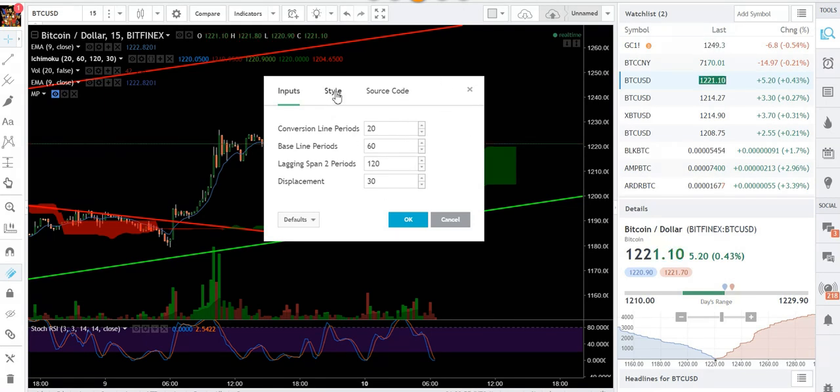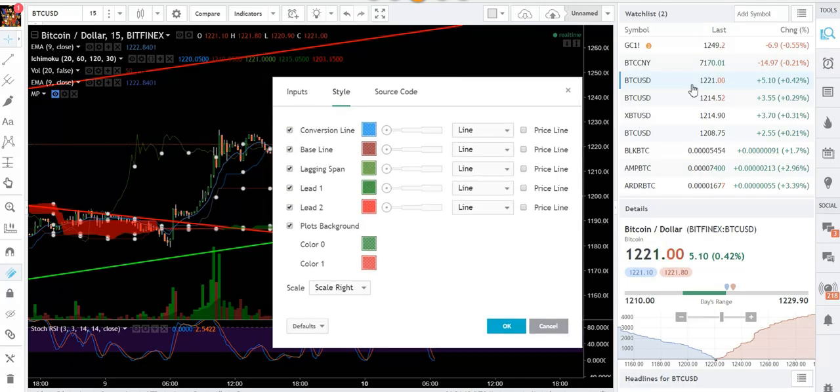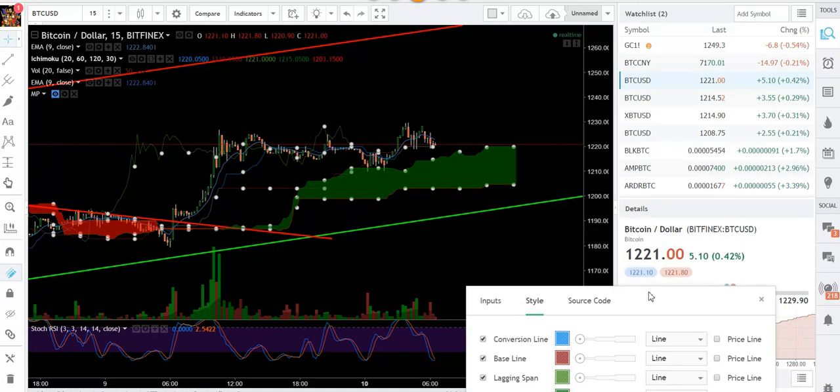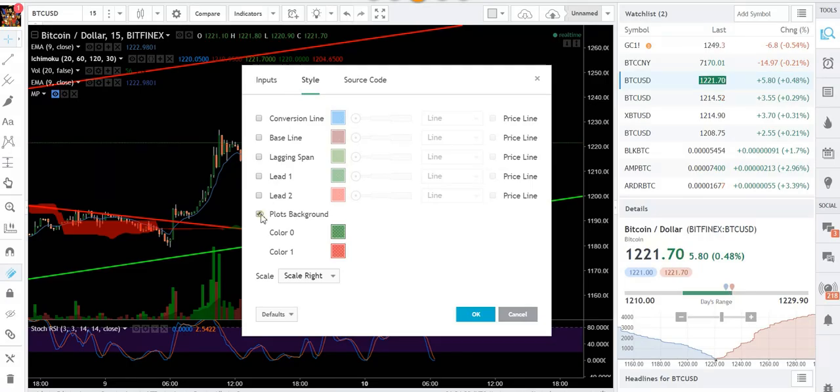And then the next would be the style here. There's a lot of other things included with the Ichimoku: the conversion line, the baseline, the lagging span, first and second lead, and you can see how these look when they're on the chart. It's a lot. I get rid of all of them, and I only use the plots for the background. That's it for the style. I just have the plots on the background checked for the clouds themselves.